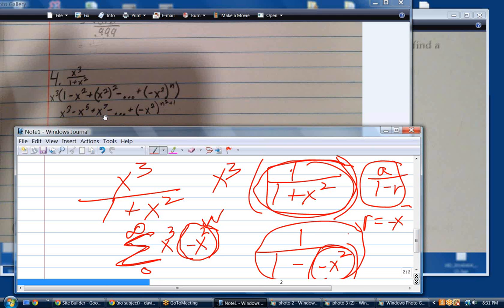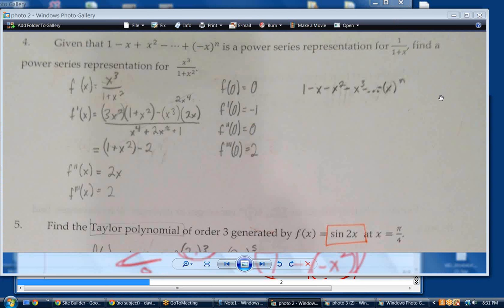So we really didn't need this information. Had you given me that right there, I could have come up with the series. Yeah. I guess it's a little bit easier if you know that that is that, then you can just substitute x squared for x wherever you see it.